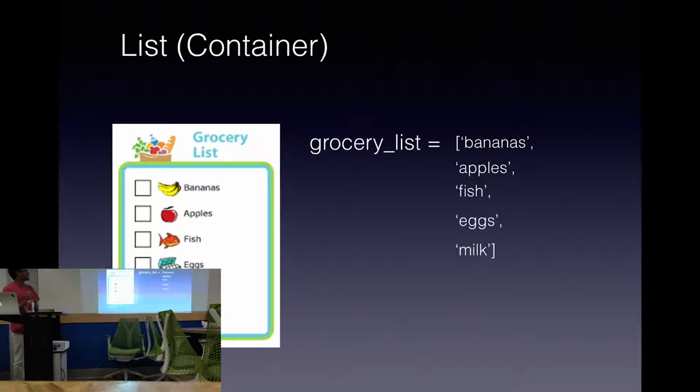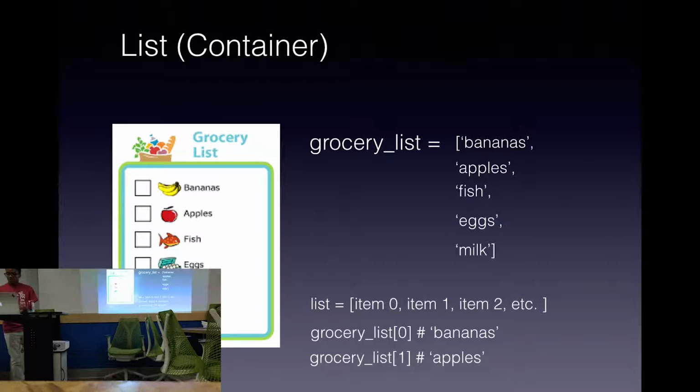So list and container. So list is pretty much a container in which you can store a whole bunch of different types of values. So in this little example, we have pretty much just a grocery list here, and this would be the list syntax where we have all these different words, which would be bananas, apples, fish, eggs, and milk, that we wanted to put into our list. And if you can see, they're just comma separated values. And to make a list, you use the square brackets in Python.